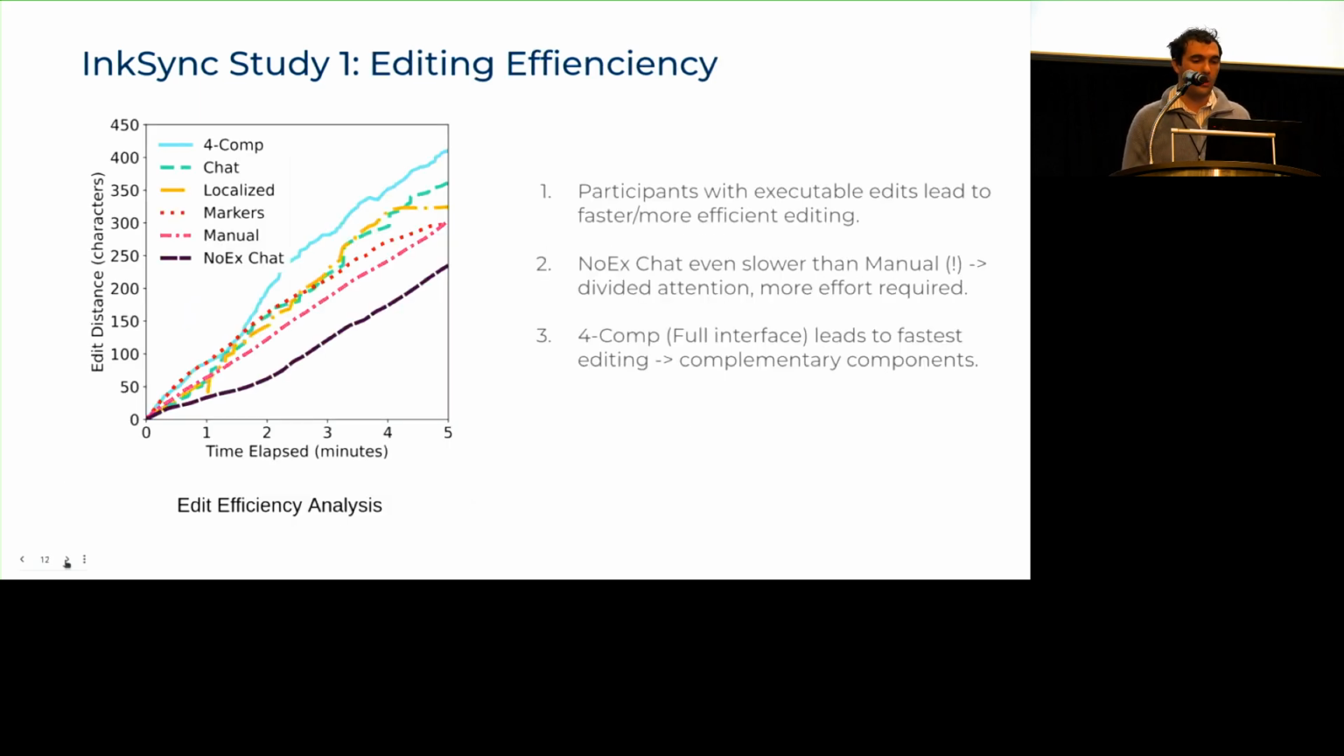Another thing we studied is, how efficient are people at editing? Our participants all start from a common draft, and then how fast do they diverge? We can measure the edit distance of their draft at any point in time over 6 minutes. And we can see that when people have executable edits, they're faster at diverging. What I want you to notice here is that in the non-executable chat, people are actually slower than in the manual interface. What that means is if you're continuously switching between the text editor and ChatGPT, you're splitting your attention, and that makes you slower. Whereas if you talk to the LLM and it generates edits that you can accept in a click, that actually makes you faster. So that was a pretty neat finding as well.